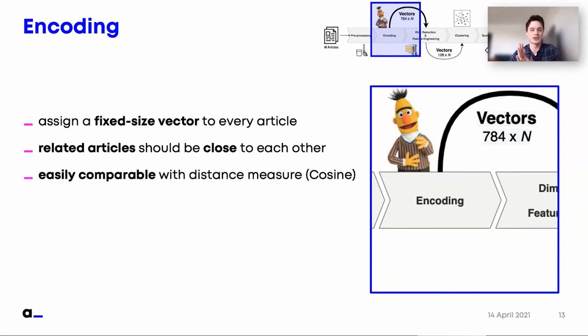So now, as we have beautifully cleaned articles, we need to start encoding them, or turning them into a numeric representation. This representation has to have a few qualities for our project to succeed. We need to assign fixed-size vectors to every article, so it's easy to compare them. Secondly, it has to encode similar-meaning articles in a similar way, so these articles land close to each other in a vector space. And lastly, it has to be very performant, quick, and ideally easily comparable with a distance measure like cosine, which is very often used in the NLP field.